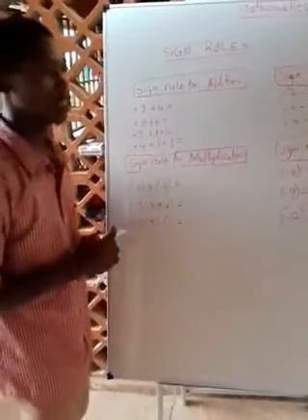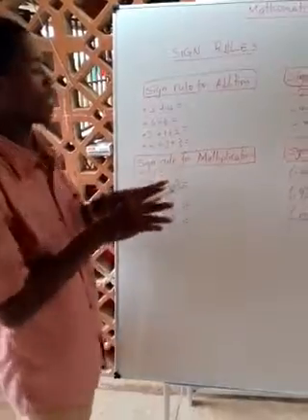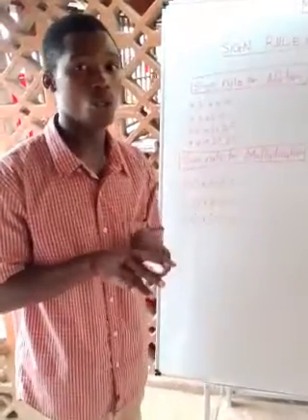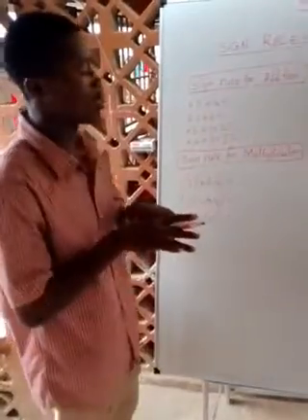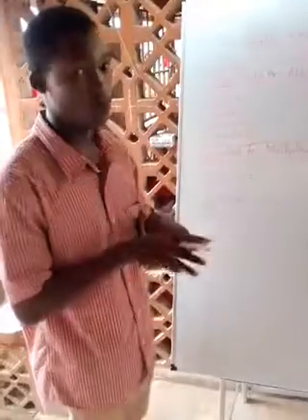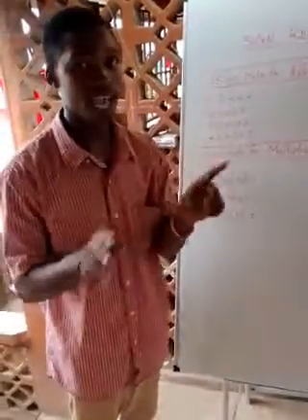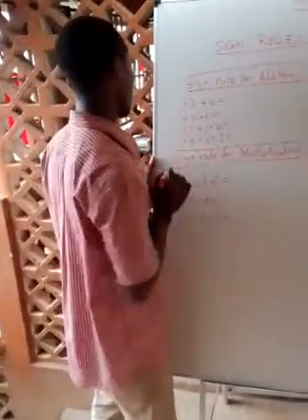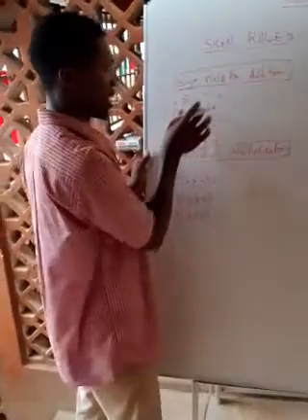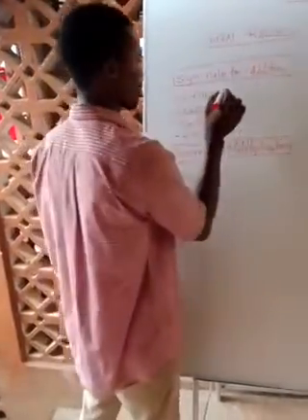In the sign rules for addition, this rule says when adding two or more numbers or letters, not only numbers, you can also use letters, since the signs are the same, that is plus, then you take one of the sign and add the two values. So in this case, when you have plus here, you have plus here, you take one of the sign and then add the two values, which is what?